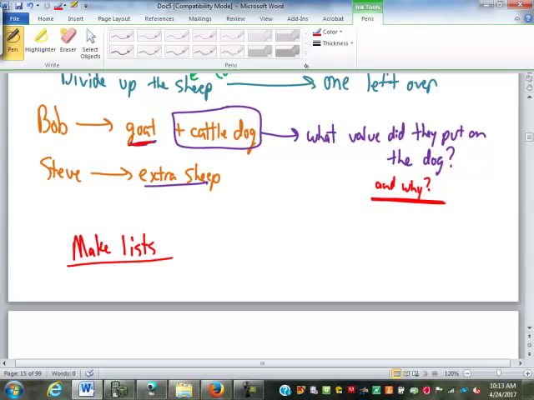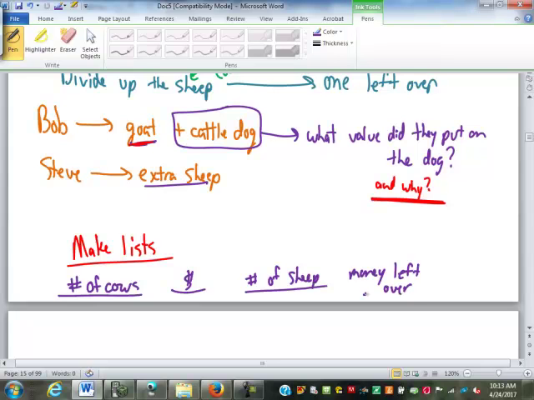Make lists. The number of cows, dollar amount, number of sheep, money left over. Make those lists. You know, for example, if they had one cow, they got $1, right? So they bought 0 sheep, there would have been $1 left over.